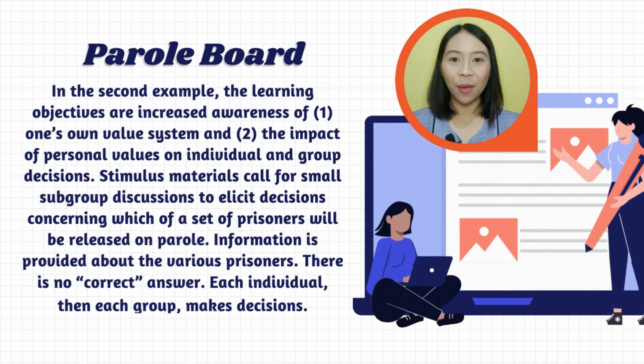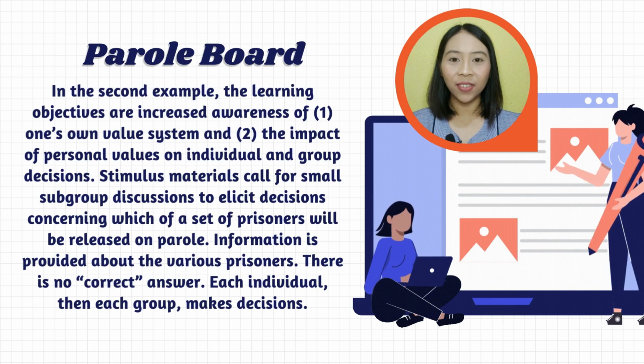In the second example, the learning objectives are increased awareness of one's own value system and the impact of personal values on individual and group decisions. Stimulus materials call for small subgroup discussions to elicit decisions concerning which of a set of prisoners will be released on parole. Information is provided about the various prisoners. There is no correct answer.